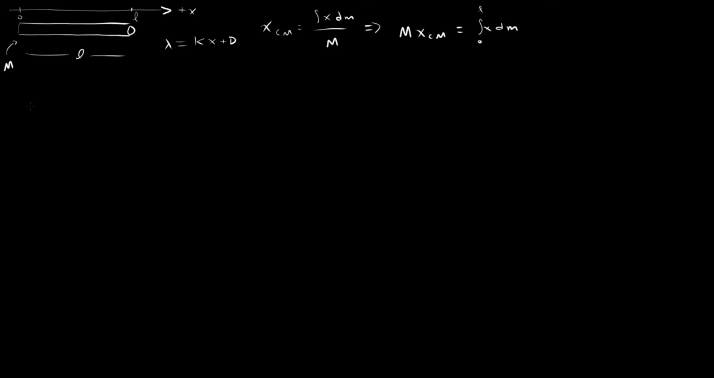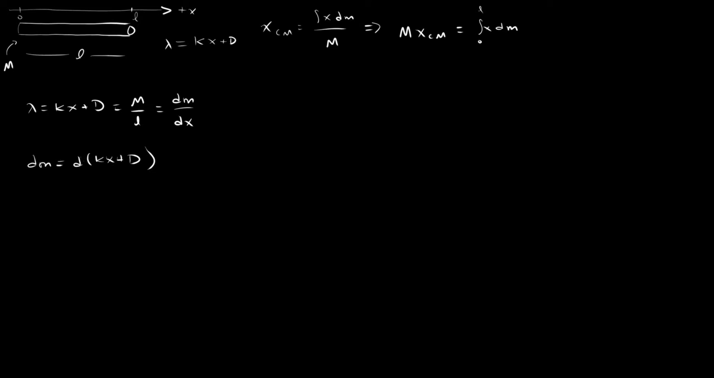So we're going to use lambda to find that. We know that lambda is equal to kx plus d. We also know that that's equal to the entire mass of the rod divided by the entire length. And we know that that's also going to be equal to a tiny piece of the mass divided by a tiny section of the length. Now I'm going to solve for dm in terms of dx by multiplying dx on both sides of the equation. So I'm going to find that dm is equal to dx times kx plus d.